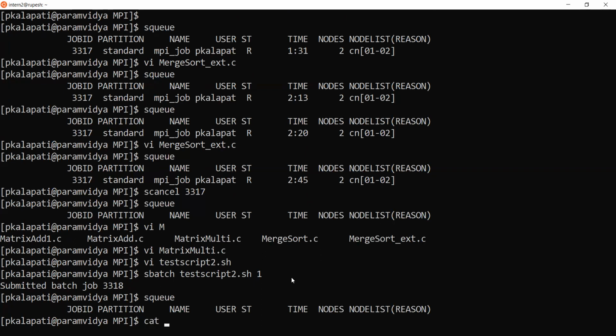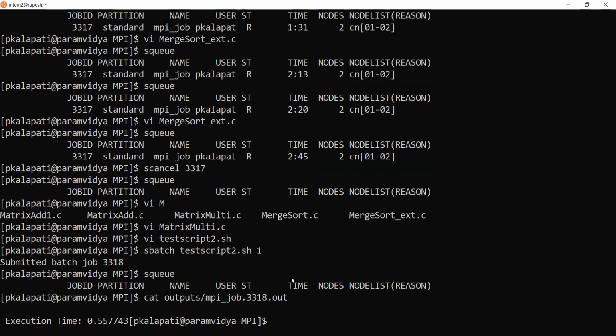So cat outputs. Here the batch job ID is 3318, MPI_job 3318 output. Here the execution time is 0.55 seconds.